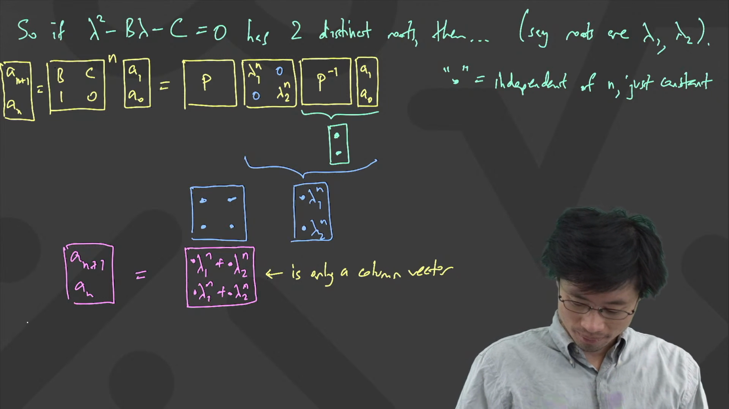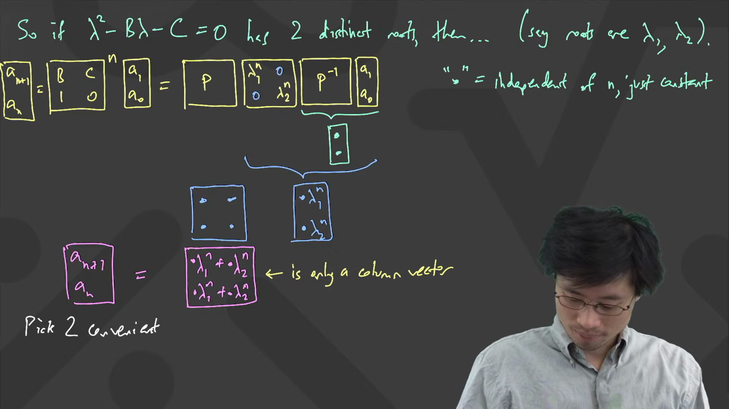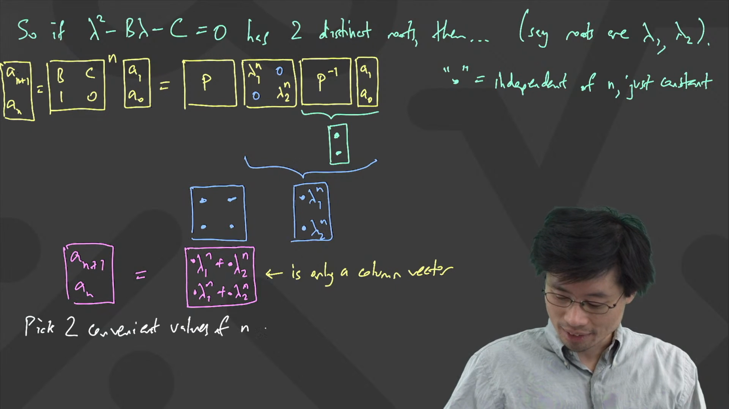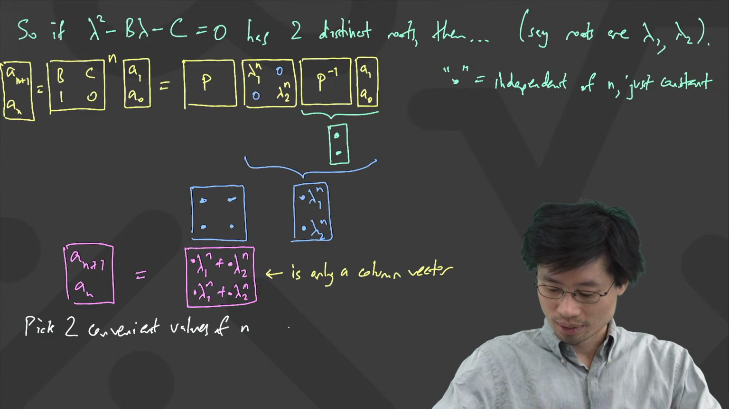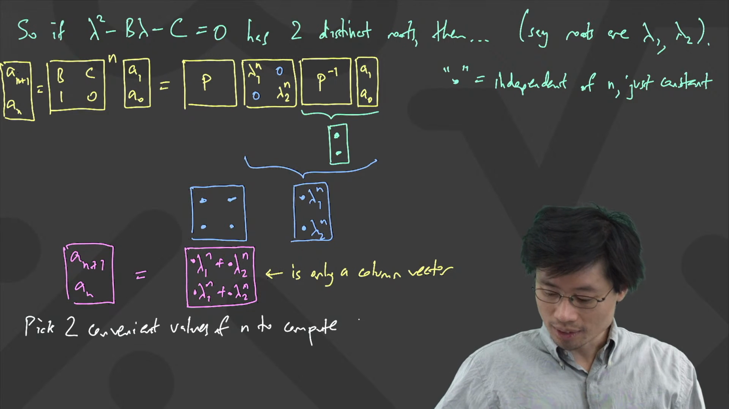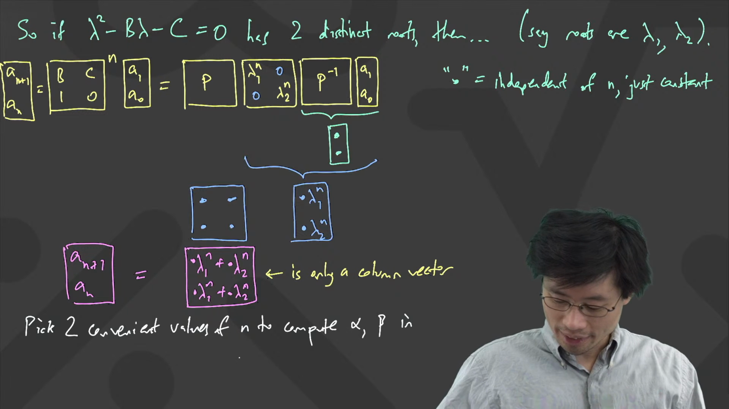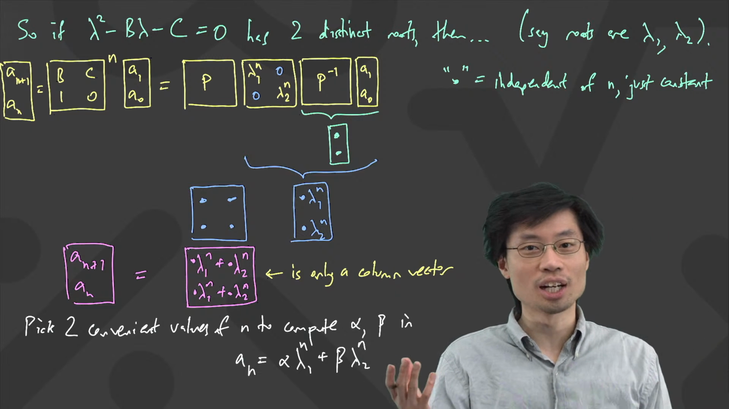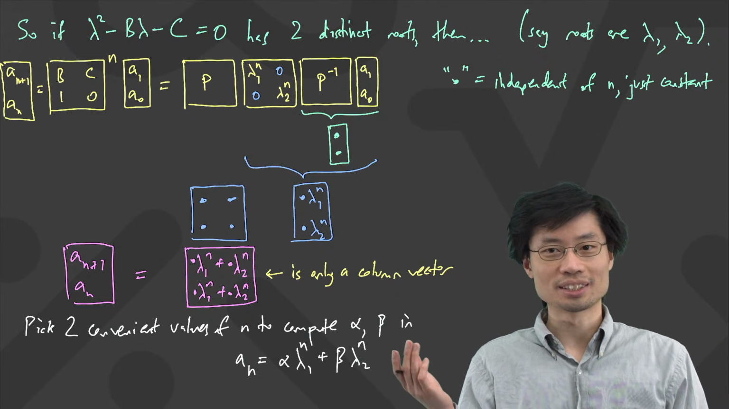You just pick 2 values which are convenient and use them to calculate the constants. Yep. Use 2 convenient values of n to compute the constants, let's call them alpha and beta, in a sub n is equal to alpha lambda 1 to the n plus beta lambda 2 to the n. And that's it.